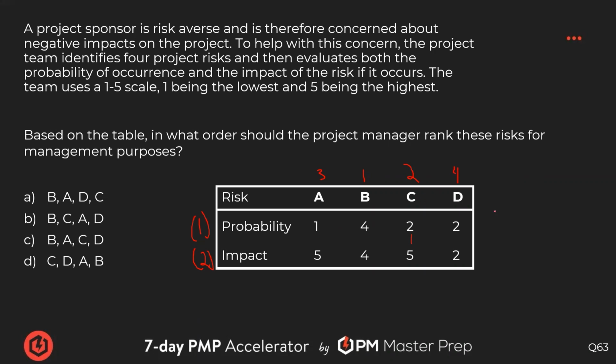Before you go to the answers, hold on. I like how you're doing it. You looked at probability. Why probability over impact? Because I had the sponsor who was really concerned about the negative impacts, so he's really risk averse. I would want to rank the probabilities high in my mind.